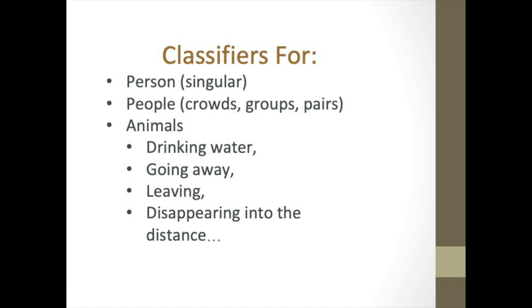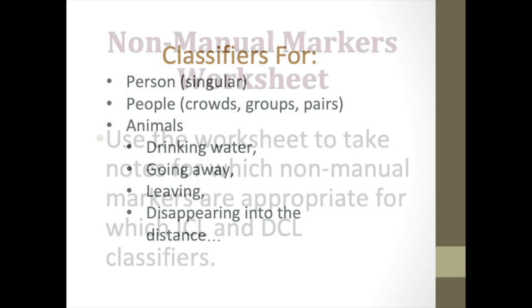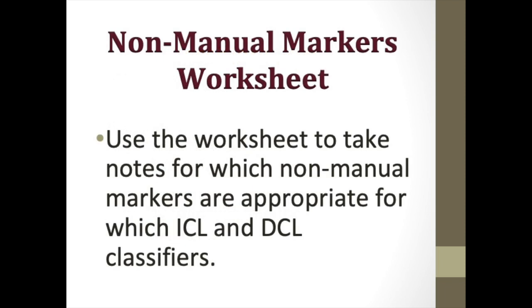Other classifiers you need to know are for people, one or more standing, moving, or walking, and the behavior of animals drinking, going away, leaving as a group, and disappearing into the distance. Download the non-manual markers worksheet from the Files section on Canvas. Use it to keep track of the correct non-manual markers for ICLs and DCLs in Unit 12.